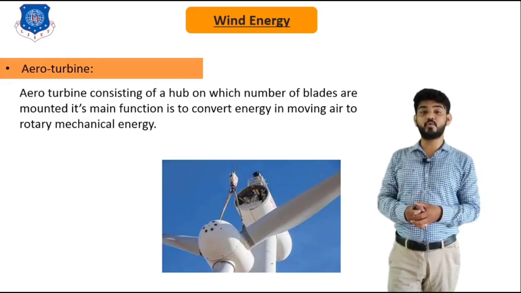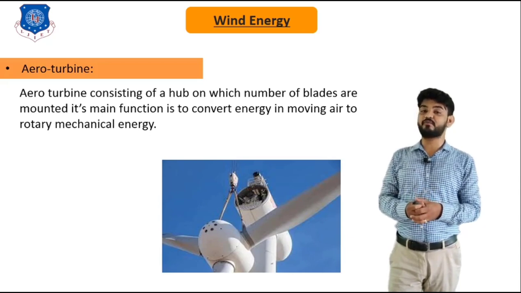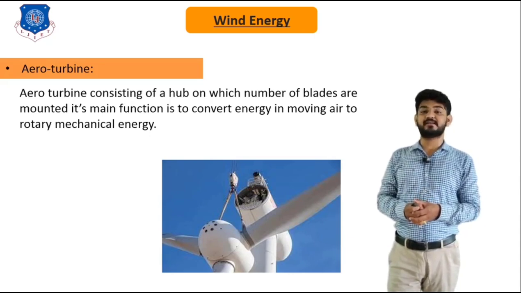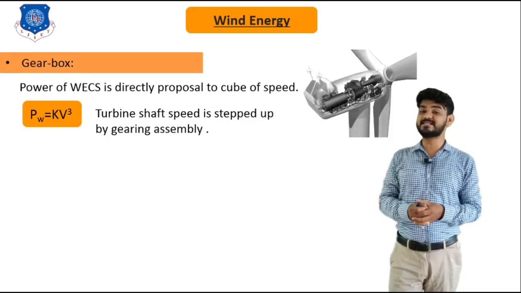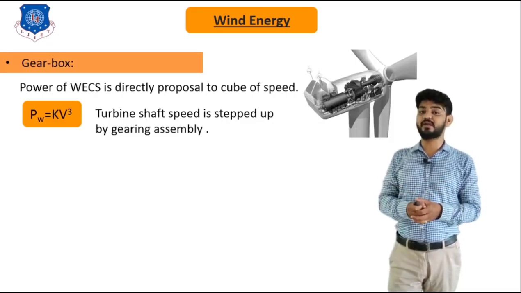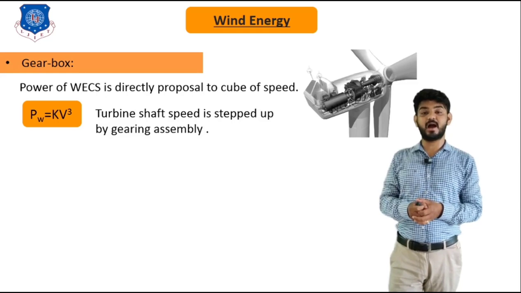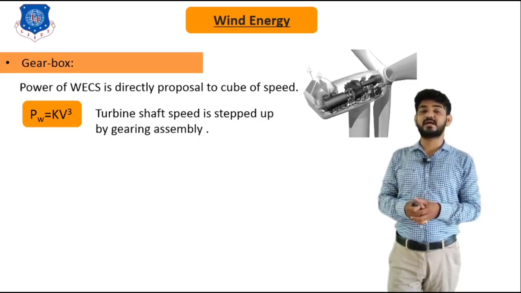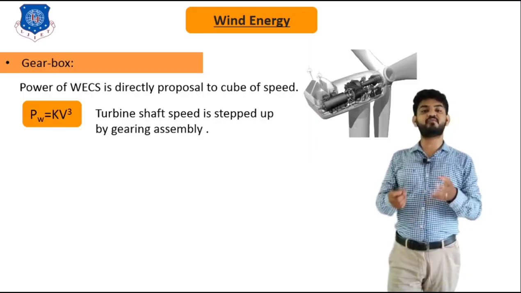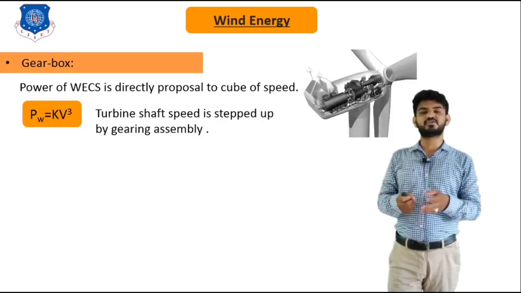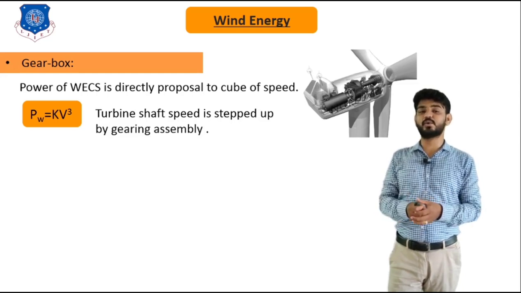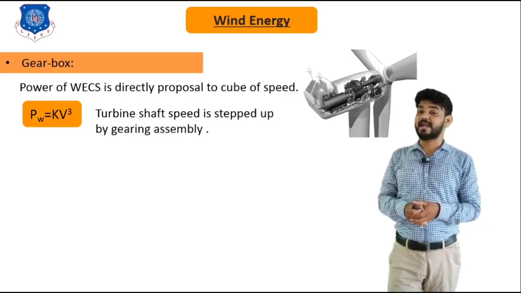Now, let's move to the next main component of the wind energy conversion system, and that is the gearing assembly. The gearing assembly is used to increase the speed of the turbine shaft. In the previous video, we understood that the power of wind is directly proportional to velocity raised to 3. Hence, if we increase the speed, we can increase the power by the cube. So, a step-up gear is used to increase the speed of the turbine shaft.